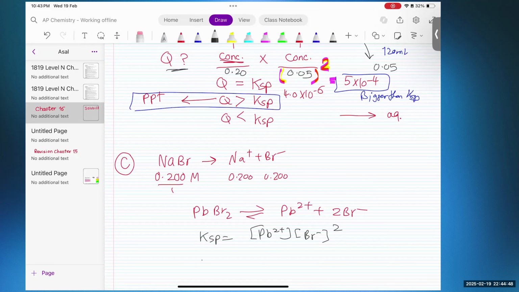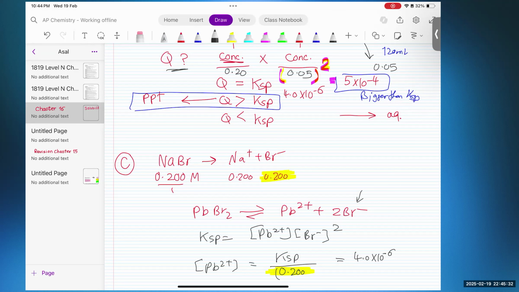Right? So if I want the lead, I divide the Ksp of lead, which he gave us in the previous part, 4 multiplied by 10 to the power of negative 6, by the concentration of the bromide. I don't care about the concentration of bromide that came from the lead bromide because it is a very small concentration. What is important is the concentration of bromide that comes from the sodium bromide. This is the important one, which is the 0.200. Right? Yeah. Because the other one is negligible. The bromide from the lead bromide is nothing compared to the bromide from the sodium bromide.